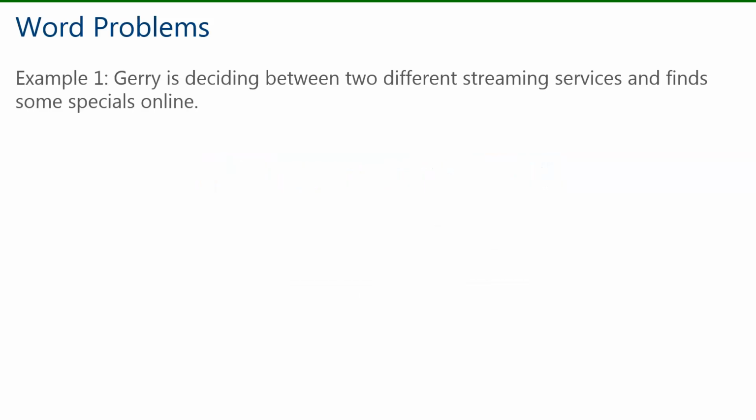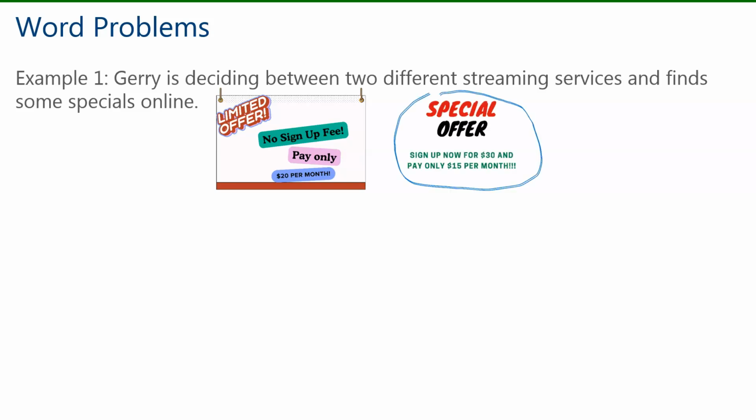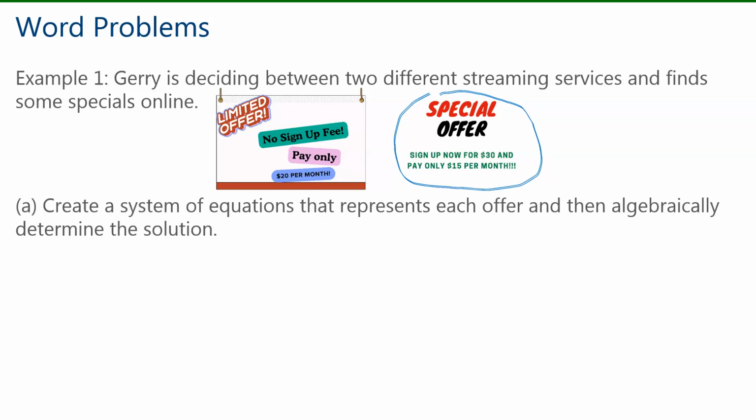Now in this first example, it says Jerry's deciding between two streaming services and finds some specials online. The first offer says that there's no sign-up fee and you pay only $20 per month. Whereas the other offer has a sign-up fee of $30 and you pay only $15 per month. We have to create a system of equations that represents each offer and then algebraically determine the solution.